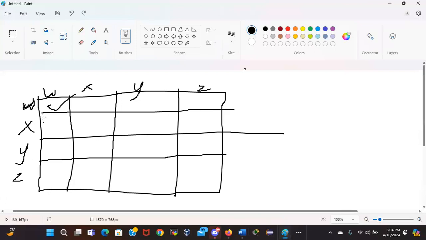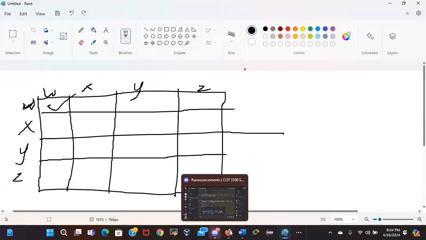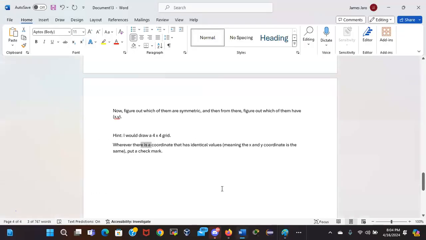So find out where the check marks lie, and then for the other coordinates, we don't discard them. They're still very important. We're just going to classify them. This is a classification system that we're doing. Does it make sense?